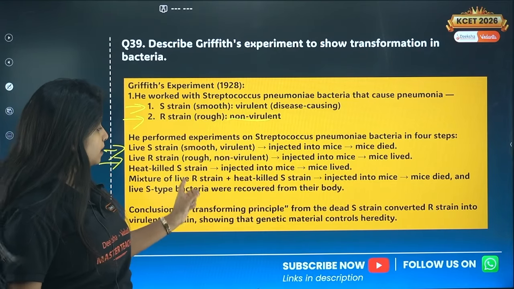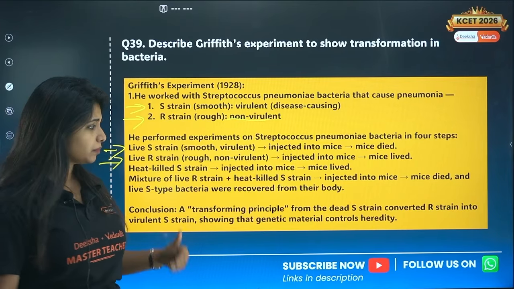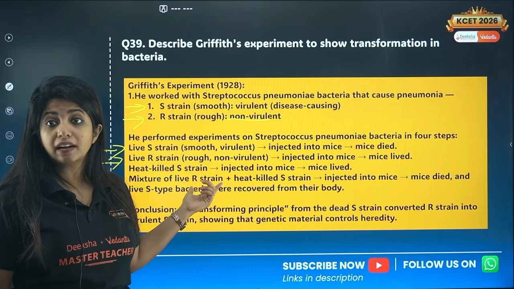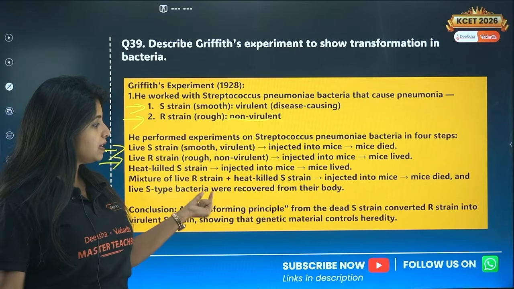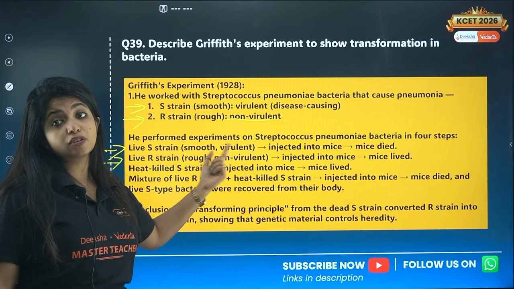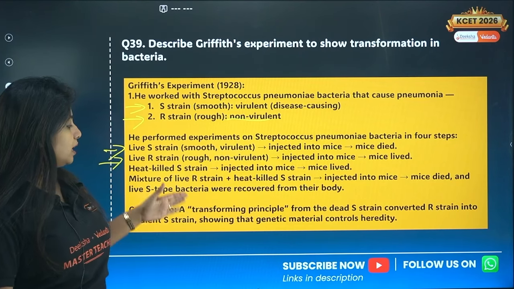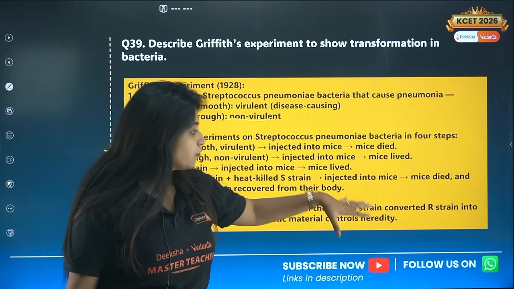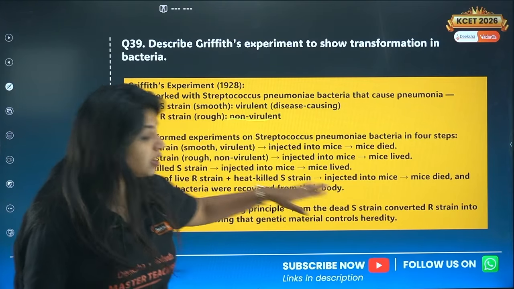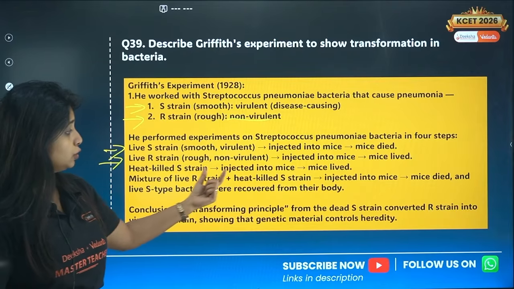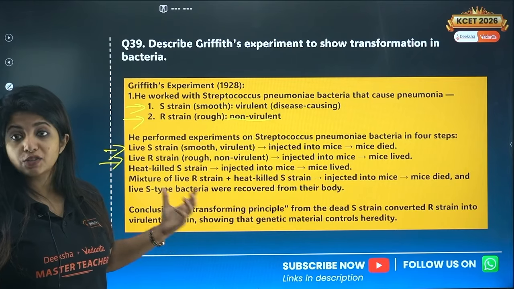How? Because probably something was getting transformed. And you know what he found? He didn't find. Later on, people found that S strain was there, live S strain. We didn't put live S strain, then where did live S strain come from? So probably the R strain which was there was getting transformed into S strain because something was getting transferred. So the conclusion was that a transforming principle from the dead S strain converted the R strain into virulent S strain. Something was getting transferred from here to here, transforming this into an S strain.